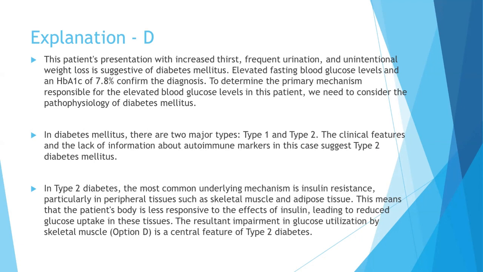In diabetes mellitus, there are two major types, as you all know, type 1 and type 2. The clinical features and the lack of information about autoimmune markers in this case suggest type 2 diabetes mellitus. In type 2 diabetes, the most common underlying mechanism is insulin resistance, particularly in peripheral tissues such as skeletal muscle and adipose tissue. This means that the patient's body is less responsive to the effects of insulin, leading to reduced glucose uptake in these tissues. The resultant impairment in glucose utilization by skeletal muscle is a central feature of type 2 diabetes mellitus.